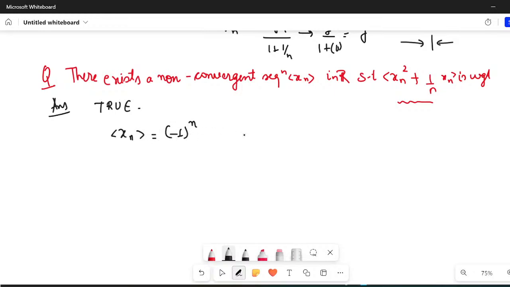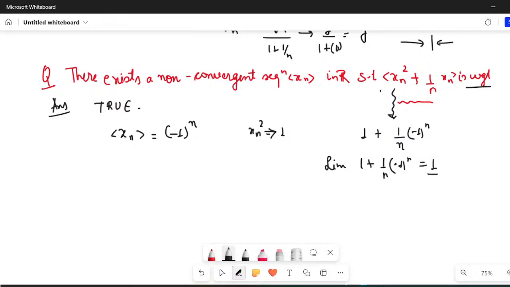If you take this example, then what would xn square be? Xn square would simply be 1, 1, 1, 1, 1. So the limit of xn square would be 1. And I can write this as 1 plus 1 upon n into minus 1 raised to power n. If I take the limit, it would indeed come out to be equal to 1 only.